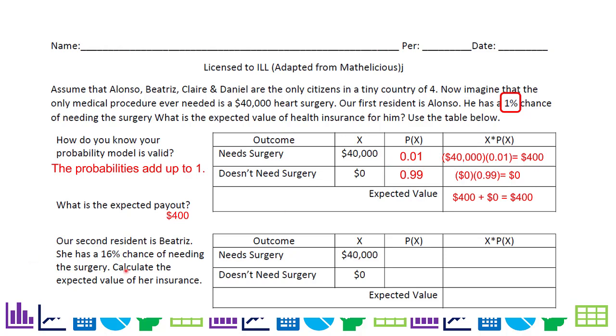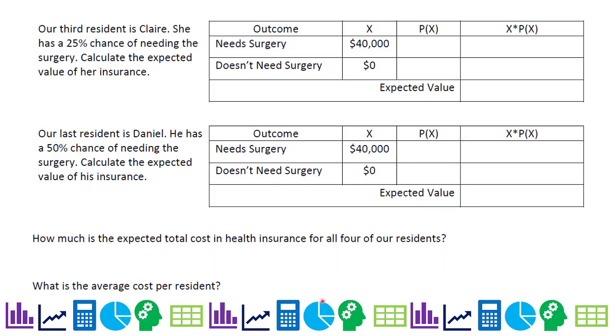Our second resident is Beatriz. She has a 16% chance of needing surgery. And so we're going to calculate her expected value. We put the 0.16 there, the 0.84. Remember, these need to add up to 1. And then we just multiply them out, and we get an expected value of $6,400. So that is the expected value of her insurance.